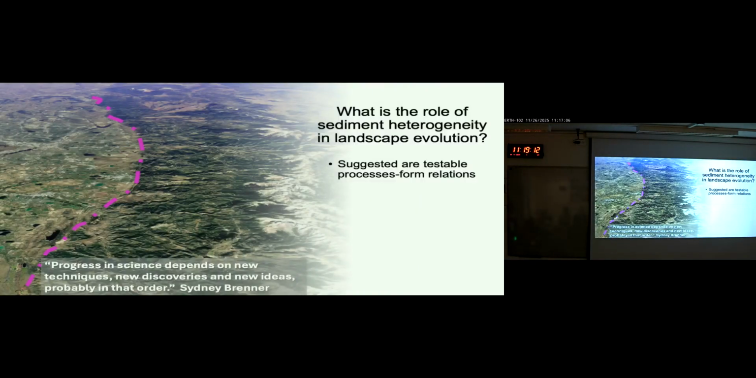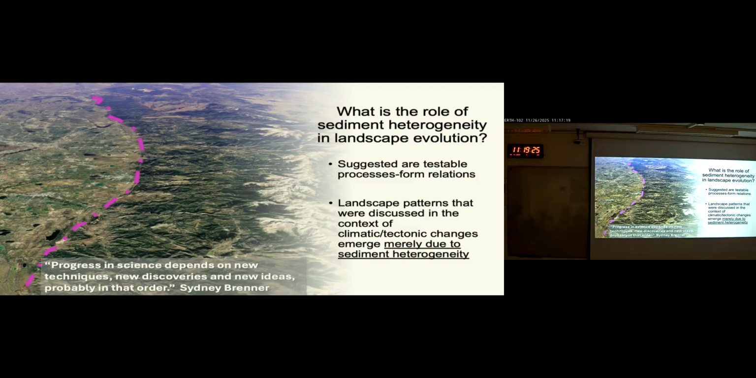So to summarize this part, by explicitly including sediment heterogeneity in the theory of fluvial incision, we were able to provide testable process-form relations. And what is also significant is that some of the landscape patterns that we were able to reproduce were commonly discussed for decades in the context of climate and tectonics. But here we show that with the advanced theory, they can result merely from sediment heterogeneity, something that is rarely explicitly implemented. And there is much more to explore.